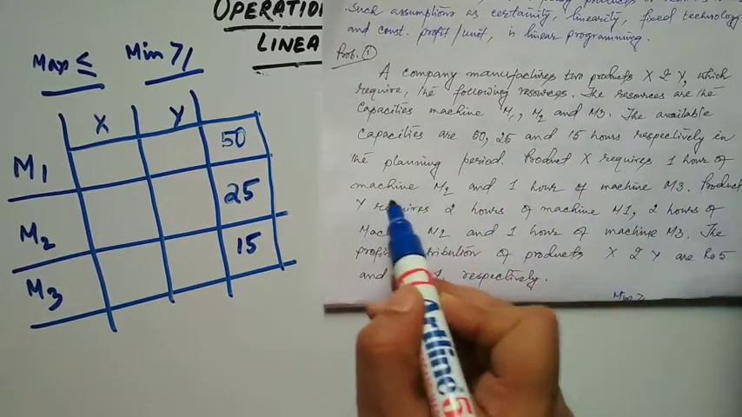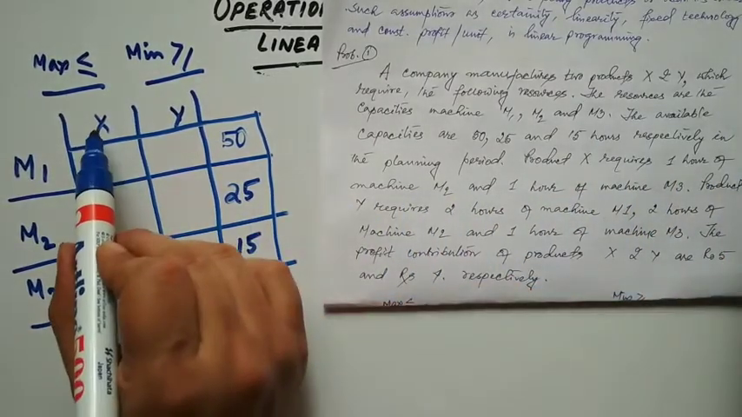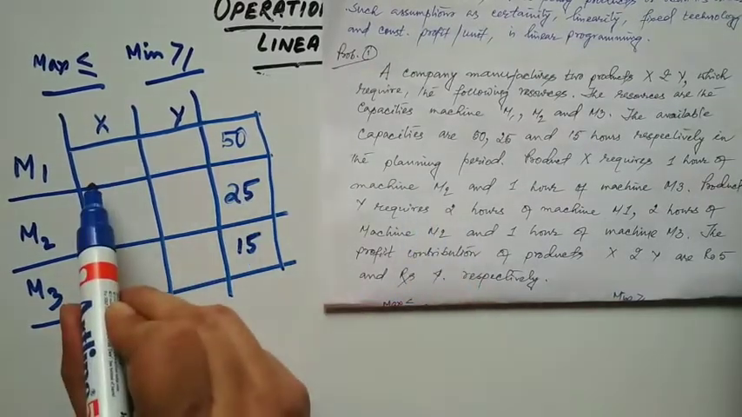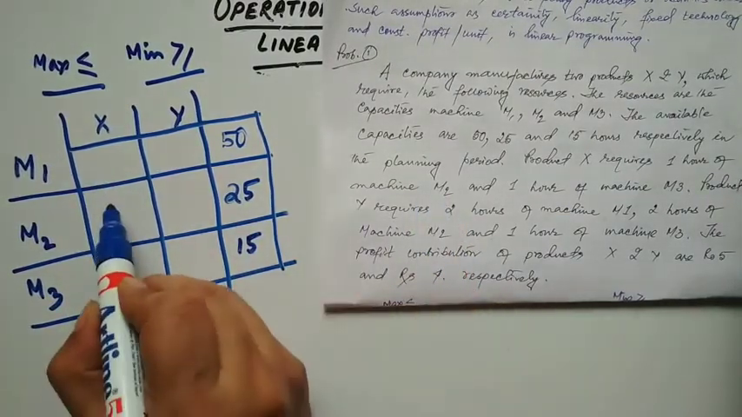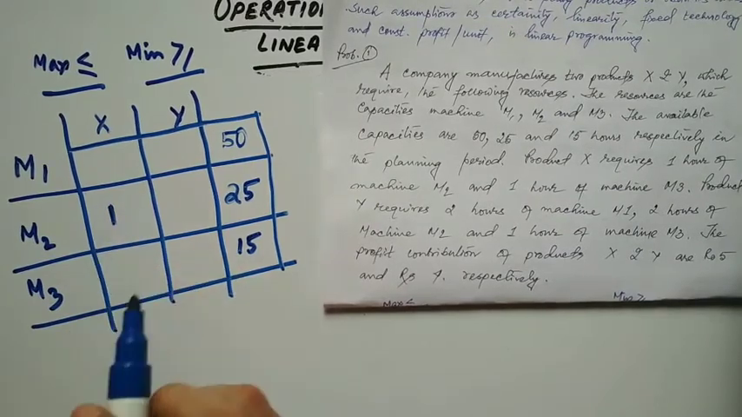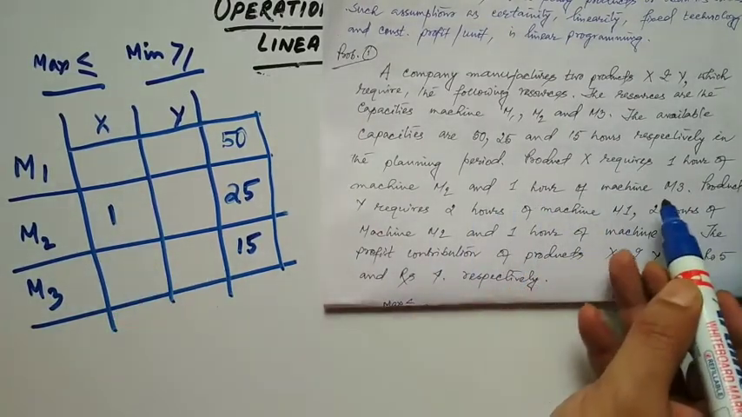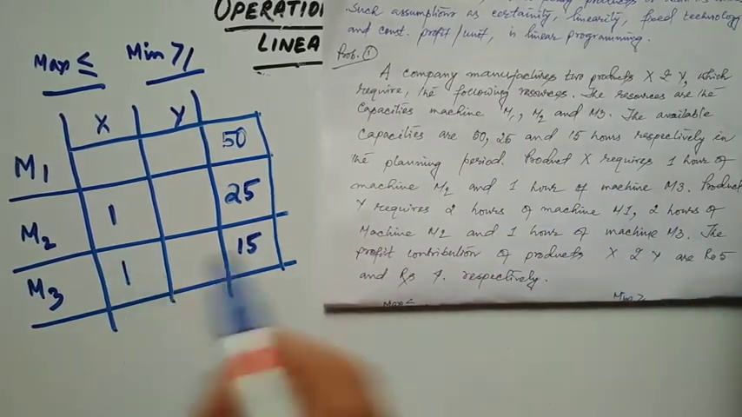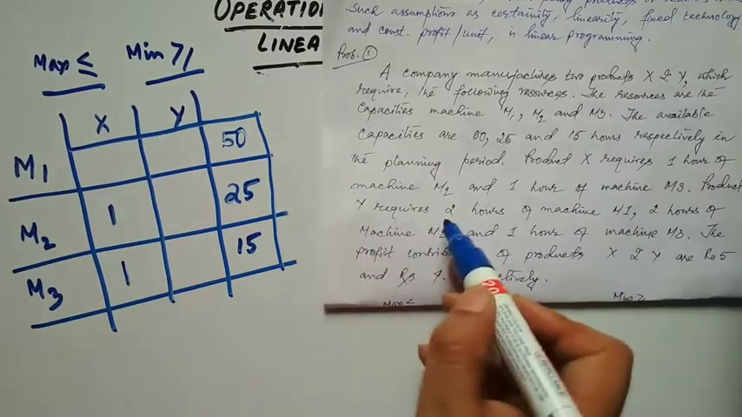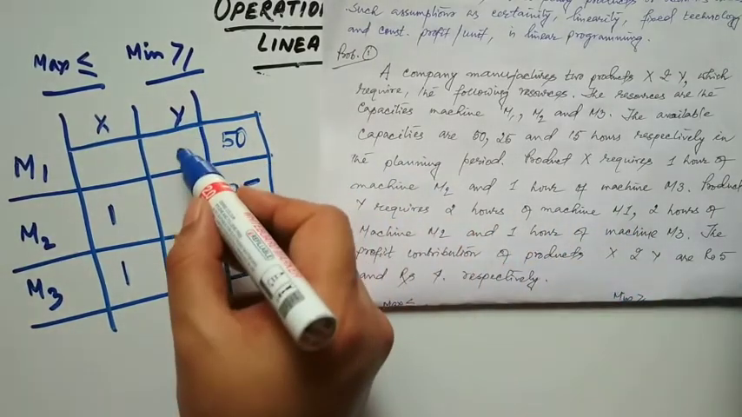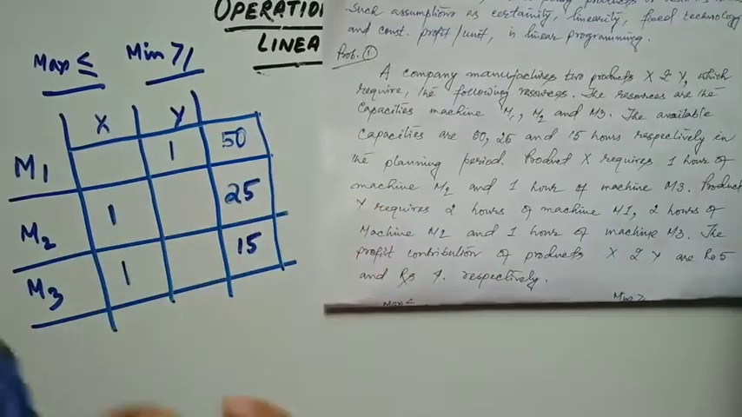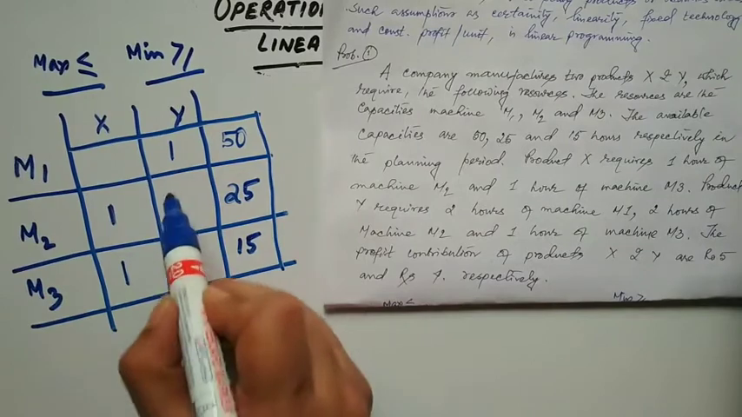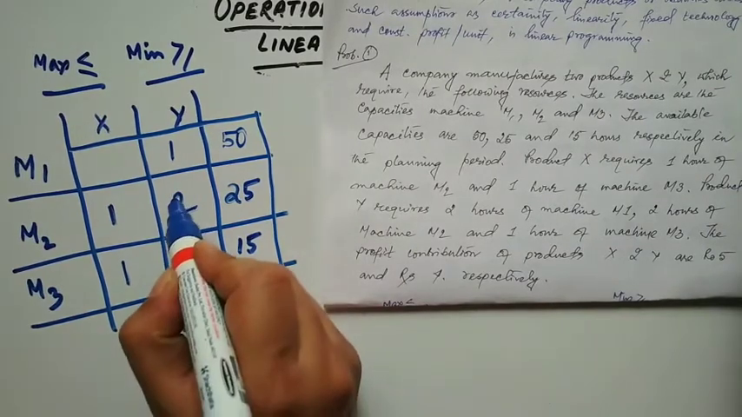Now, product X requires 1 hour of machine M2. Product X requires 1 hour of machine M2, not M1, so keep in mind M2, and you just write 1 over here. Okay, 1 hour of machine M3 for which one? Product X. So just write 1 over here. Next, product Y requires 2 hours of machine M1. Y requires 1 hour of machine M1, just write 1 over here. 2 hours of machine M2, so just write it over here.